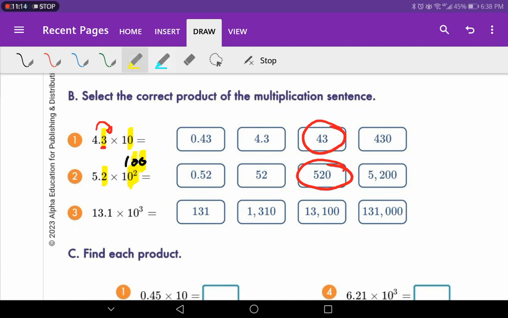What about this? How many digits after the decimal? It is 1. But here, how many zeros do I have? It is 1000, 3 zeros. Yes? So how many steps do I have to move? 3 steps. But I have one digit, so add 2 zeros. So it will be 13,100. Are you happy with this?